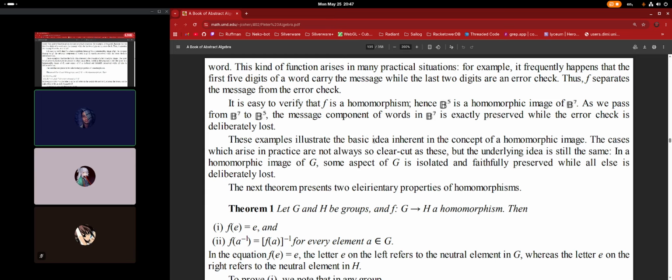These examples illustrate the idea inherent in the concept of a homomorphic image. The cases which arise in practice are not always so clear-cut as these, which is probably like most of them, I would guess. But the underlying idea is the same. In a homomorphic image of G, some aspect of G is isolated and faithfully preserved while all else is deliberately lost. Yeah, this really reminds me of a filter now that I think about it.